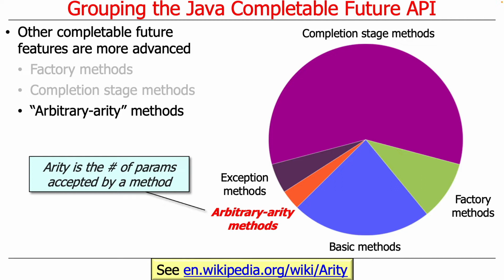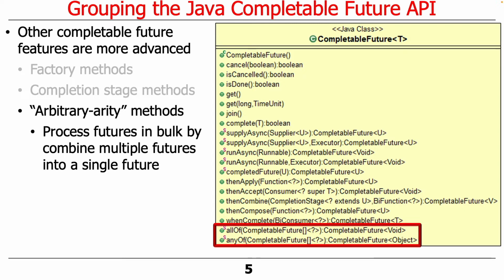So it stands to reason that an arbitrary-arity method can take an arbitrary number of parameters, and that's exactly what these methods do. Now, there are 2 of them. And the purpose of them in the Completable Futures API is to process a bunch of completable futures in bulk or en masse by combining all those multiple completable futures into a single completable future that then can be triggered reactively. And there's 2 different models of this, or 2 different methods that do this.